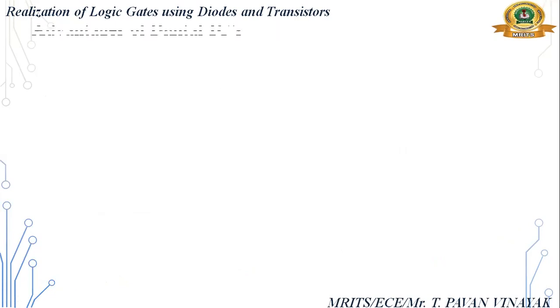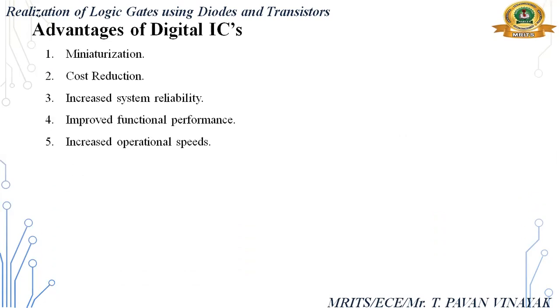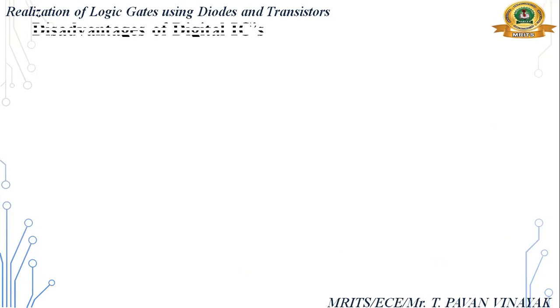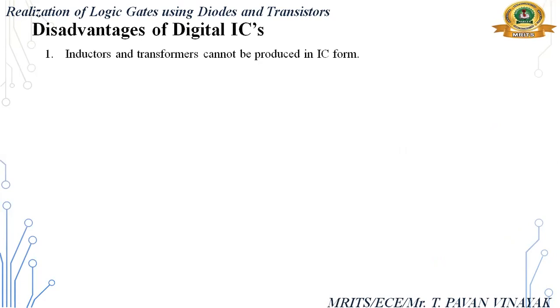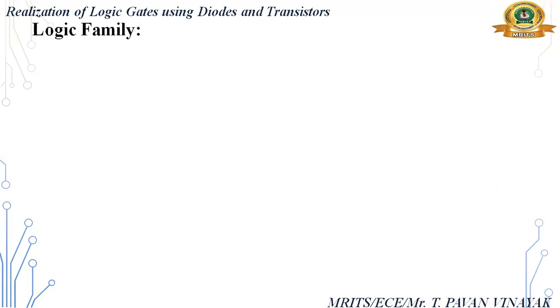Next, advantages of ICs. They are very small, so the cost is very less, they increase system reliability, improve functional performance, increase operational speed, and reduce power consumption. Disadvantages: inductors and transformers cannot be formed using IC. ICs cannot dissipate large powers. If you give large current, the IC gets damaged.